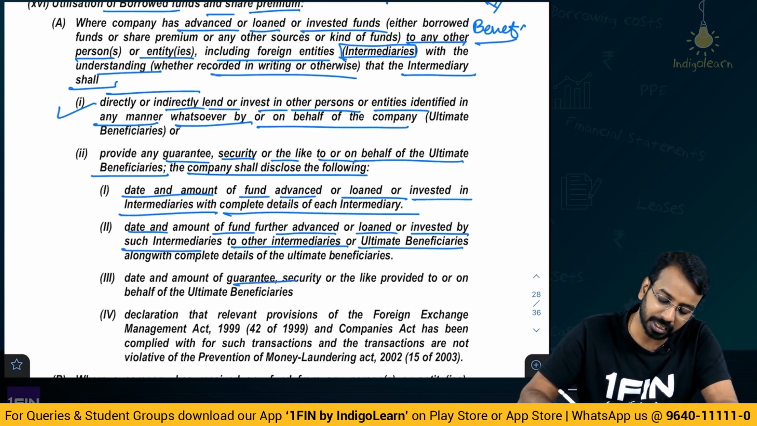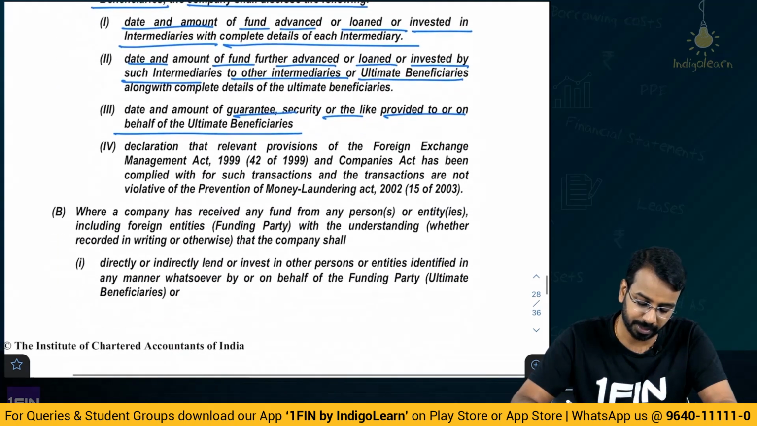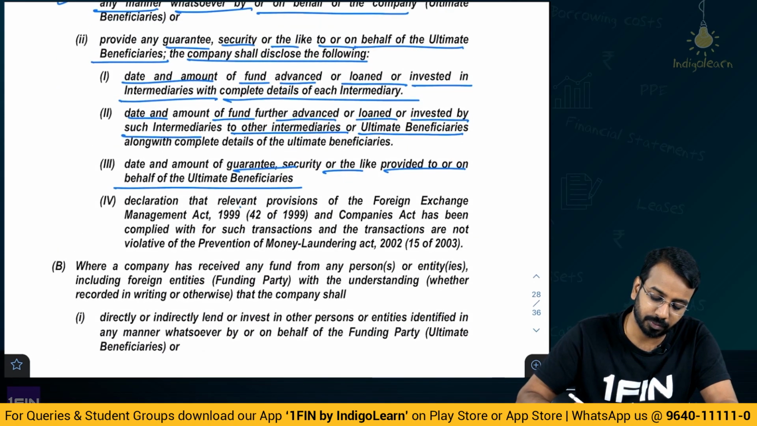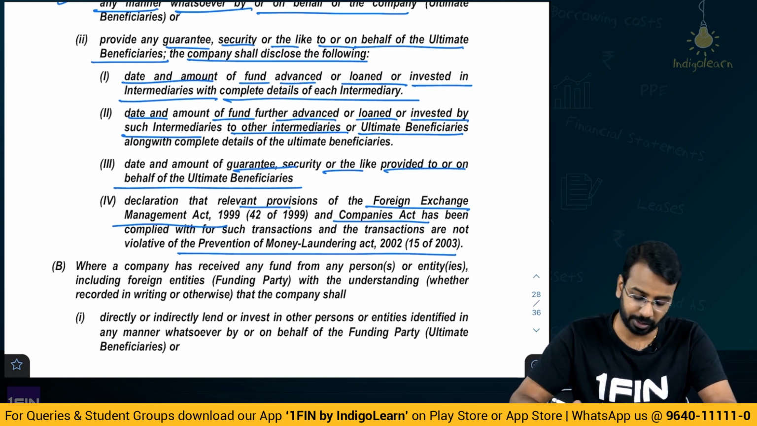Date and amount of guarantee, security or like provided on behalf of the ultimate beneficiary, and declaration that relevant provisions of the Foreign Exchange Management Act, the Companies Act and the Prevention of Money Laundering Act, all of them have been complied with, they are not in violation.